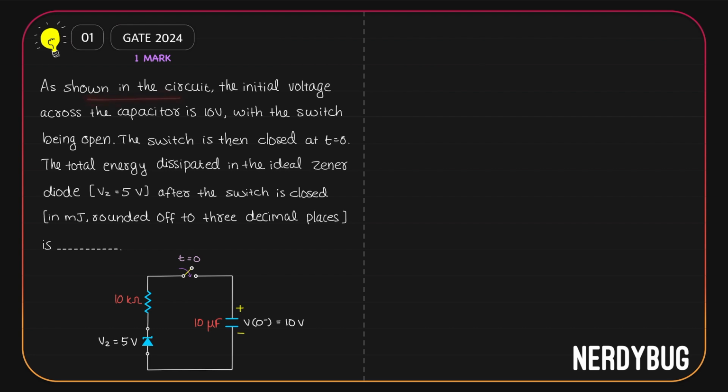As shown in the circuit, the initial voltage across the capacitor is 10 volt with the switch being open. Now the switch is closed at t equal to 0. What we want to find out is the total energy that is dissipated in the ideal Zener diode whose Zener voltage is 5 volt once the switch is closed. It has to be found in millijoules rounded off to 3 decimal places.